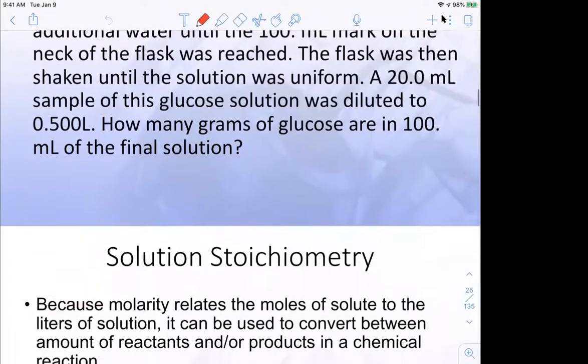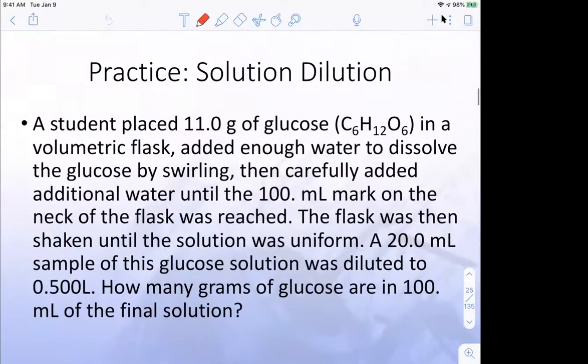And the next topic we're going to do is solution stoichiometry. But we're going to stop here with the dilutions and then come back and revisit solution stoichiometry in just a little bit. So I will see you guys soon in order to talk about solution stoichiometry and continue our discussion of Module 7.